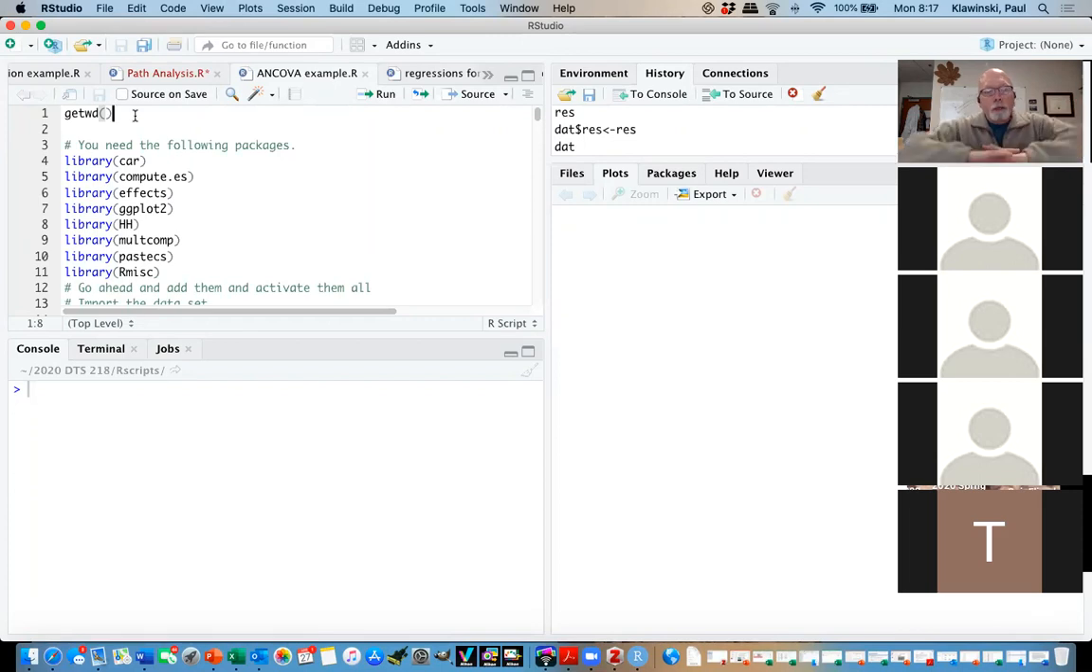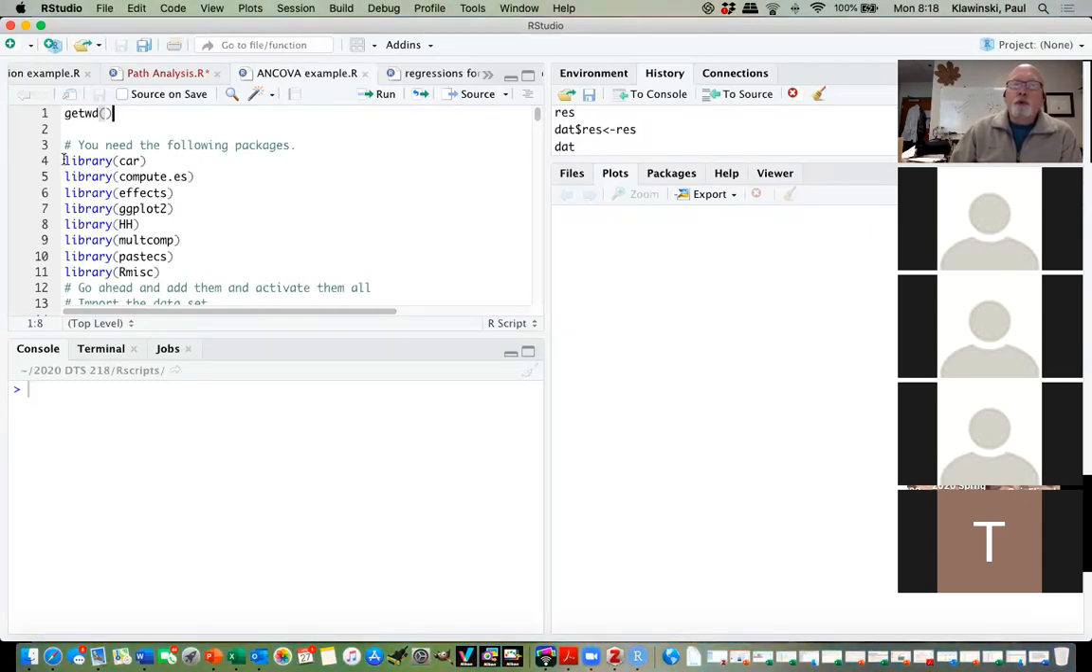So here's the R script. This R script is not how you would want to run an analysis of covariance. This is an R script that is written to kind of walk you through what analysis of covariance is doing and why it's doing it. So as a result, we're going to use a lot of packages that we wouldn't normally use.